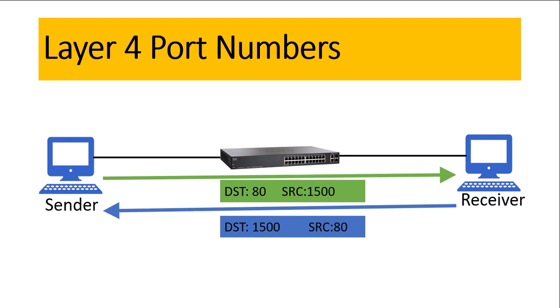We see that whenever the data will come back from receiver to the sender, it has reversed the port numbers, and now the destination port number is 1500 and the source port number is 80. It means that the data is coming back from the web server to the sender.